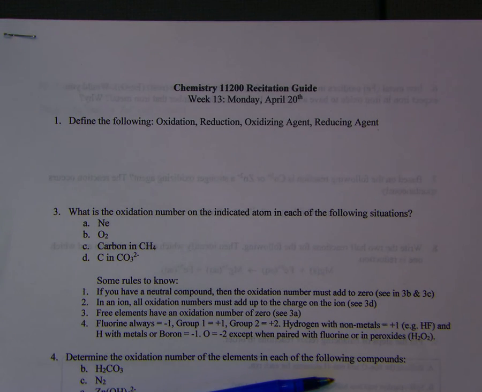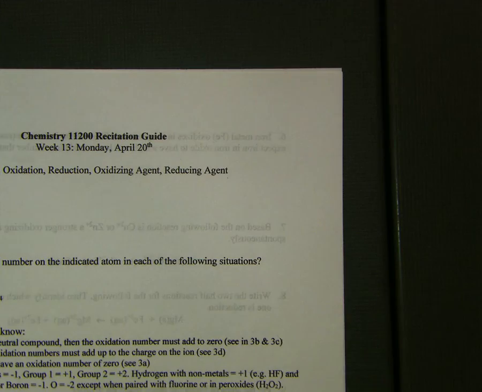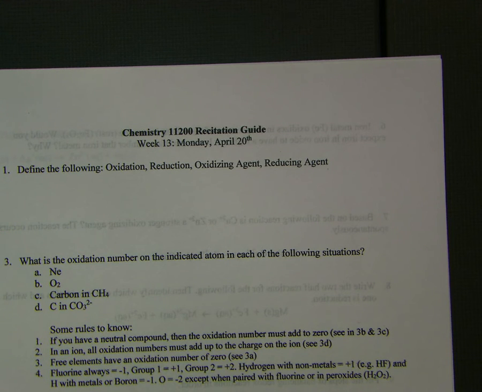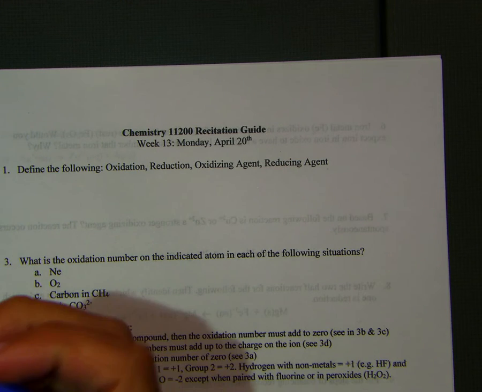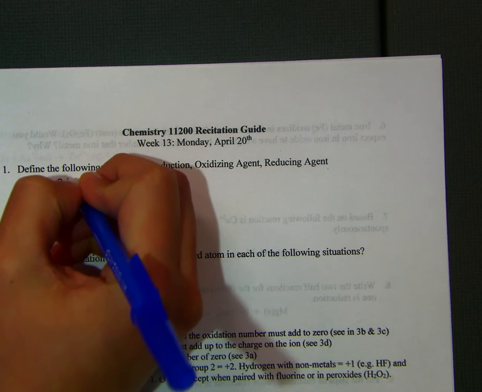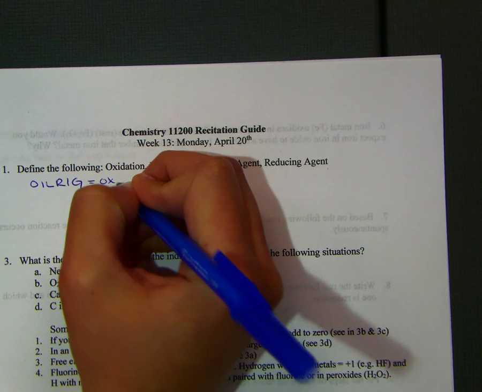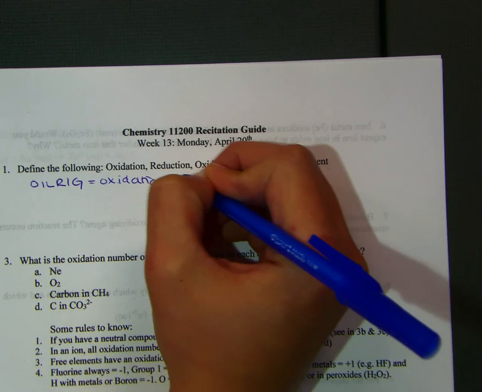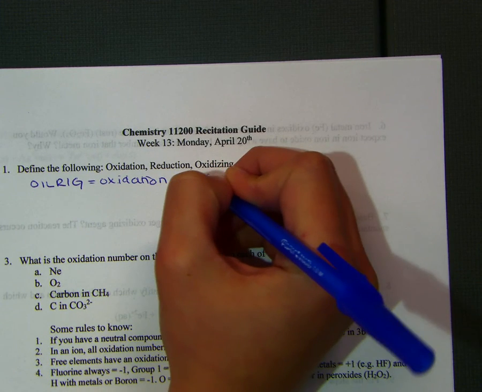All right. Moving on to this very long recitation guide. All right. So the first thing you need to know is I have a lovely acronym. This lovely acronym lets me know exactly what's going on in terms of oxidation and reduction. It is called OIL RIG. You may have heard it before. If not, now is this lovely time to give you a little nugget of knowledge. OIL RIG literally means oxidation is loss and reduction is gain.